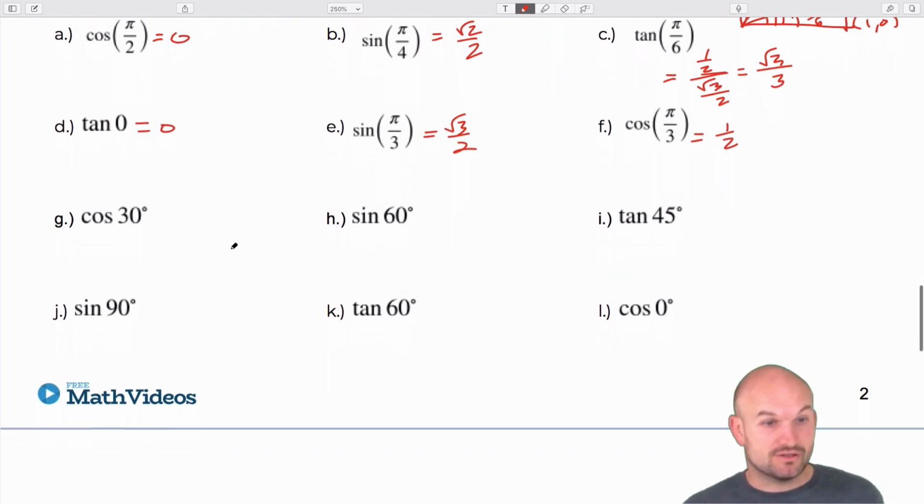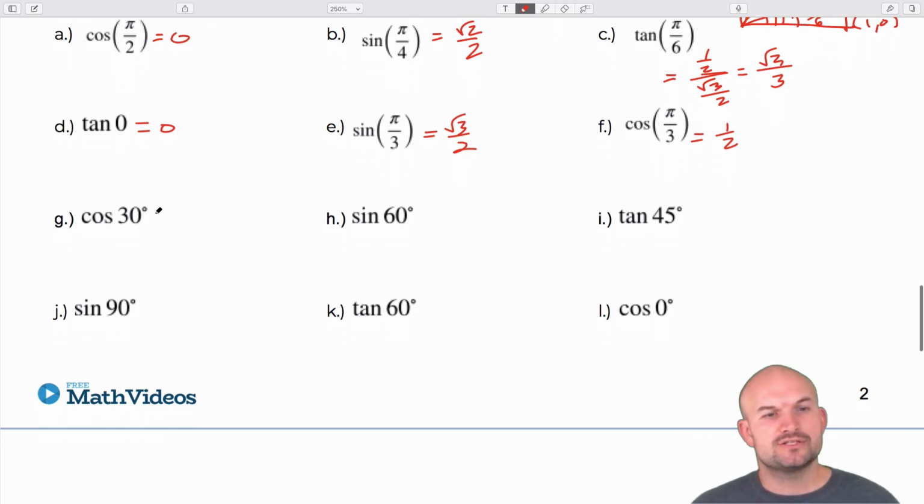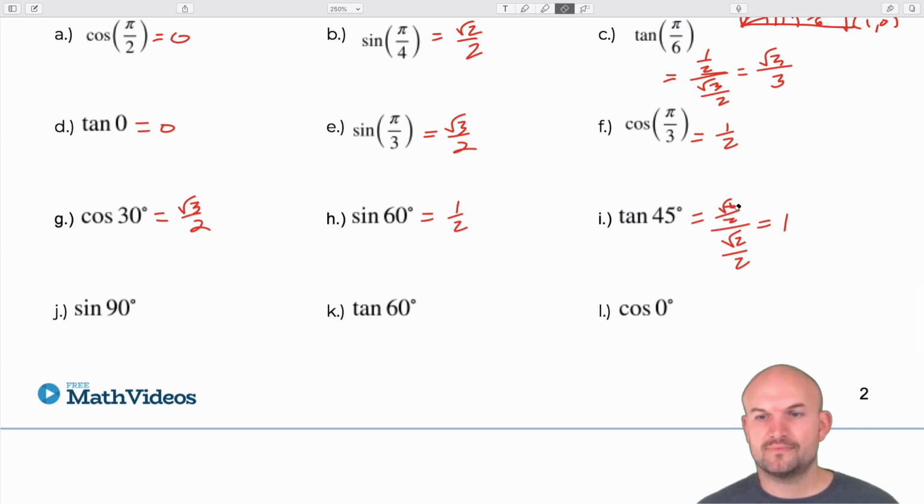So now we have angles that are in degrees. Same kind of idea, just in degree form. So cosine of 30 degrees is the same thing as pi over 6, so that's going to be square root of 3 over 2. The sine of 60 degrees is the same thing as pi over 3, so that's going to be square root of 3 over 2. For 45 degrees, that's the same thing as pi over 4, so that's going to be square root of 2 over 2 divided by square root of 2 over 2, which is just 1. Sine of 90 degrees is the same as pi halves, so that's going to equal 1.